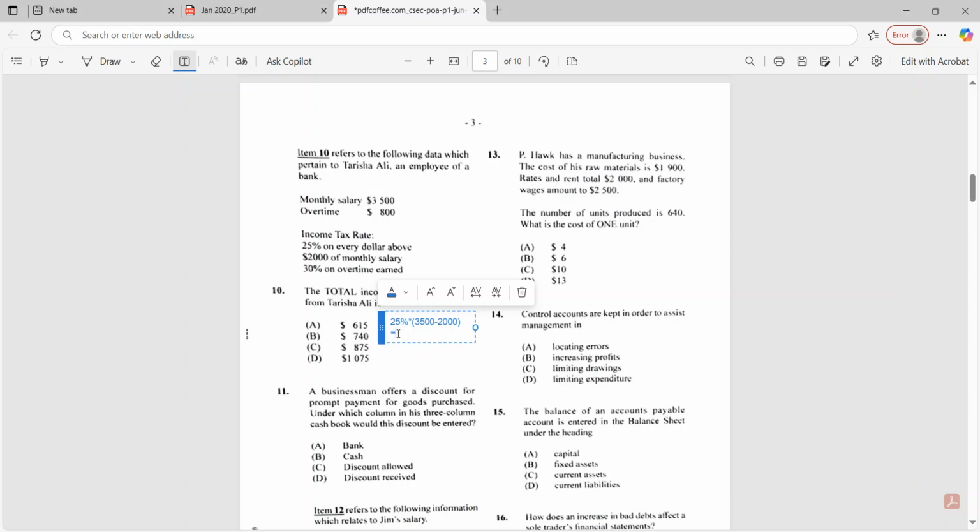Now you should get $375. Then we're going to work out 30% of her overtime, which is 800. So what is 30% of 800? And you should get 240. Now we're going to add those together. So 240 plus 375 will give you your answer. And our answer is 615.